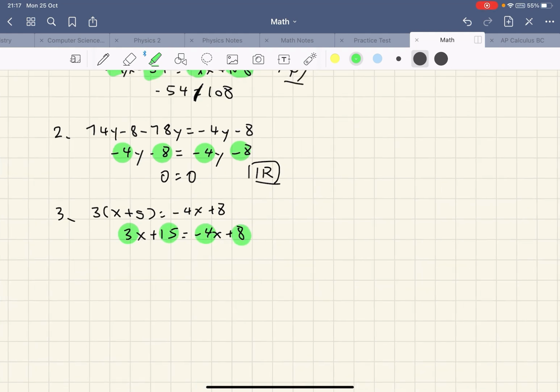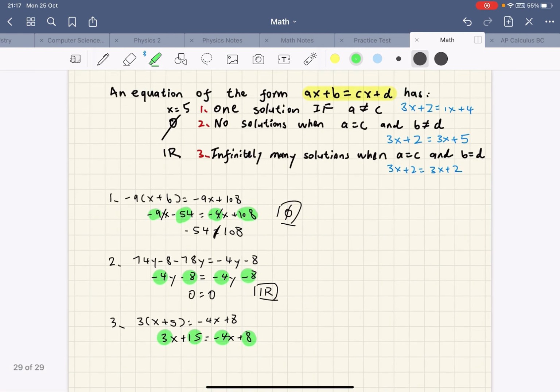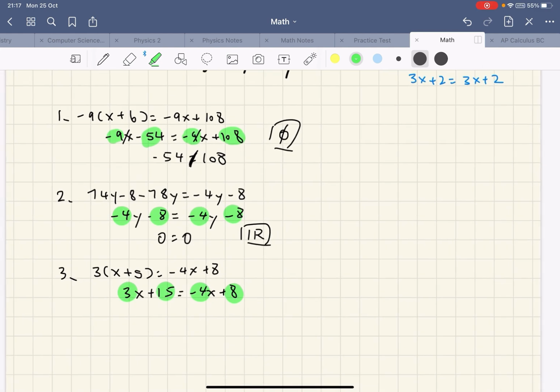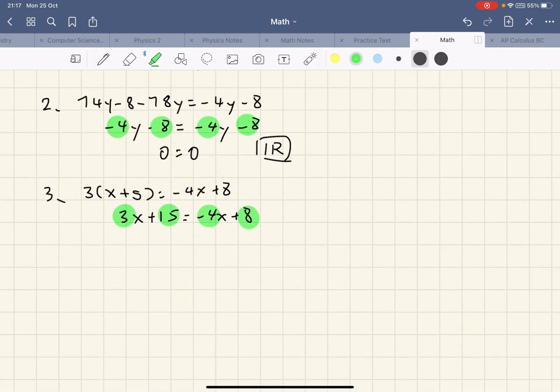And what rule is that? That is rule number 1. A does not equal c. And since a does not equal c, this equation will have one solution. Now let's try to find that solution just for fun, but we already have the answer. This equation has exactly one solution. So let's try to find it.